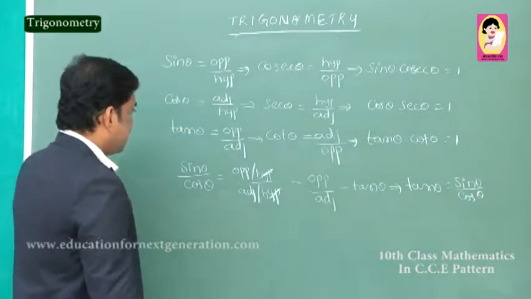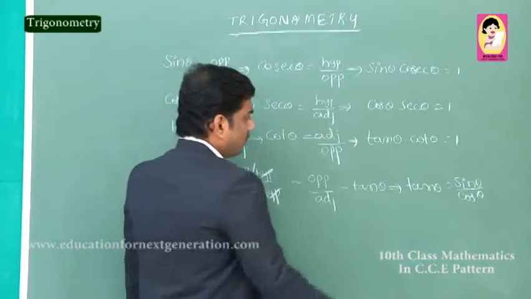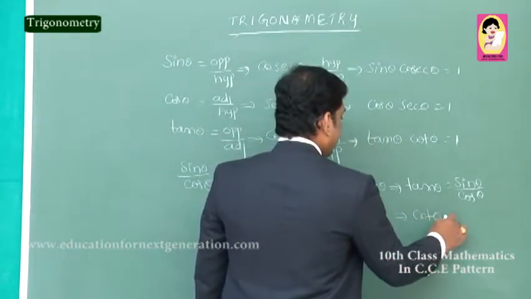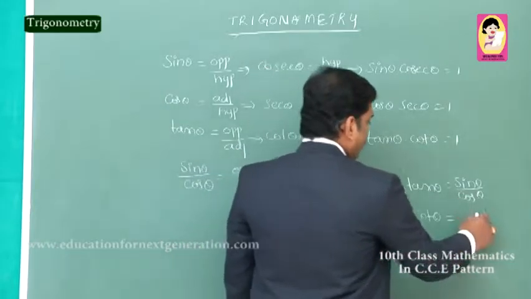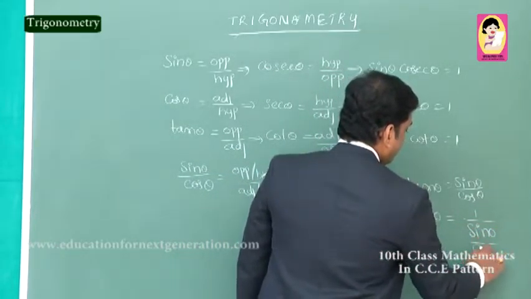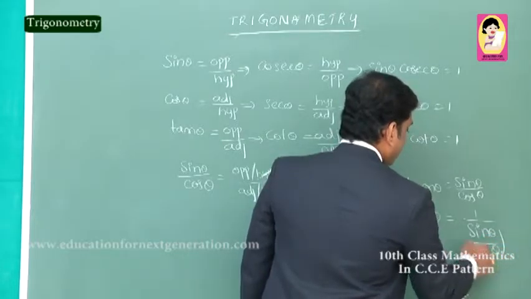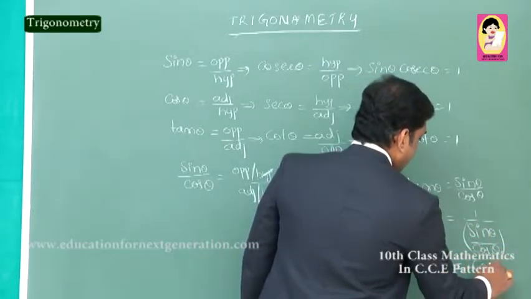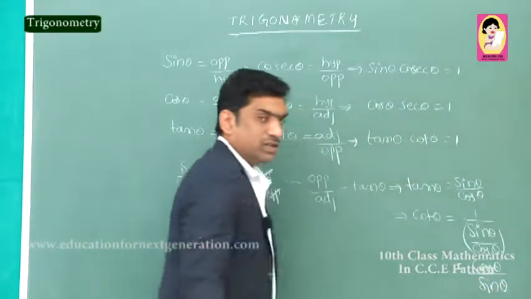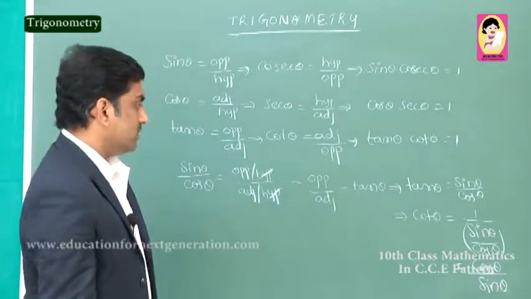Okay. Next, similarly, its reciprocal. What is the reciprocal of tan? It is nothing but cot theta. So we can write cot theta as 1 by sin theta by cos theta. It is nothing but cos theta by sin theta.